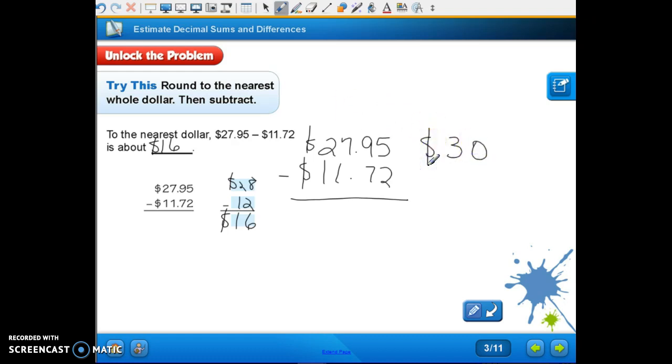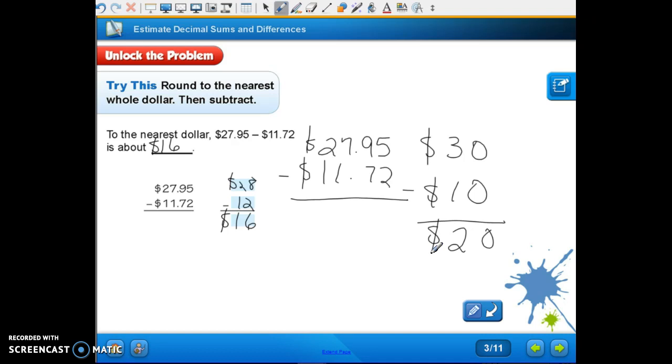And what are our multiples of 10 close to 11? 10, 20. And is this closer to 10 or 20? 10. So 30 minus 10 is $20. So to the nearest $10, $27.95 minus $11.72 rounds to 30 and 10, which leaves us 20.